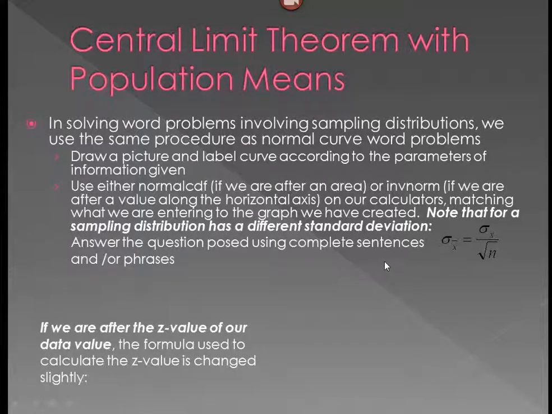For the z-value of our data value, the formula changed. Sometimes calculating the z-value is helpful because it tells us how extreme or non-extreme the given individual data value is. Since we're dividing by not the standard deviation of the population, but rather the standard deviation of the sampling distribution, we have to take sigma and divide it by the square root of n. It's important that as you enter this, you put parentheses around the bottom value, and you should also have parentheses around the top difference in order to calculate the correct z-value.